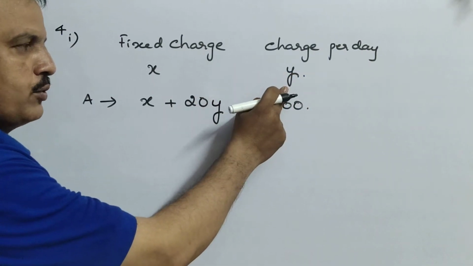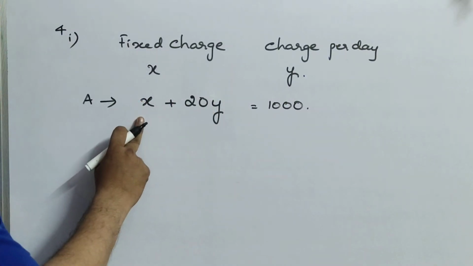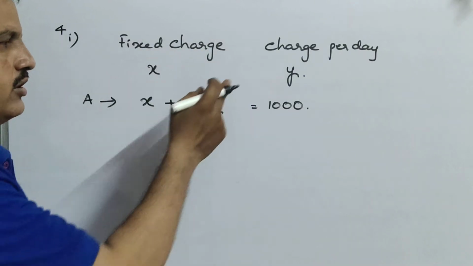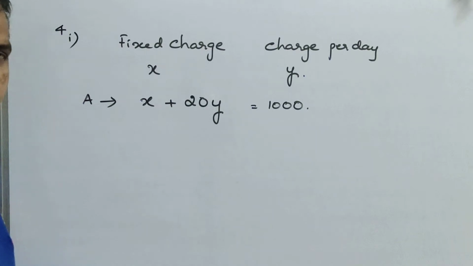అంటే ఒక రోజుకి Y rupees. He is staying for 20 days. Fixed charge leave it that X. And he is staying for 20 days. Food 20 days తీసుకుంటున్నాడు. So 20 into Y. So total amount he is paying is 1000 rupees.